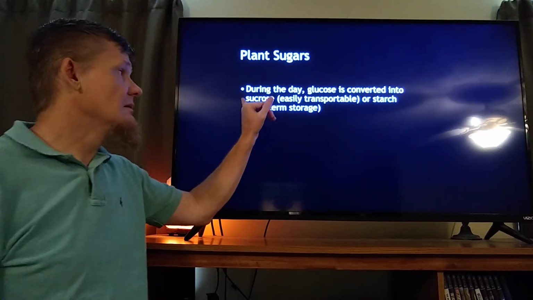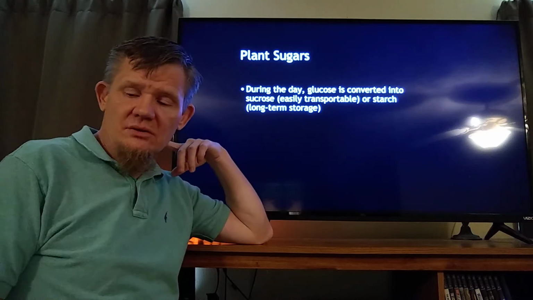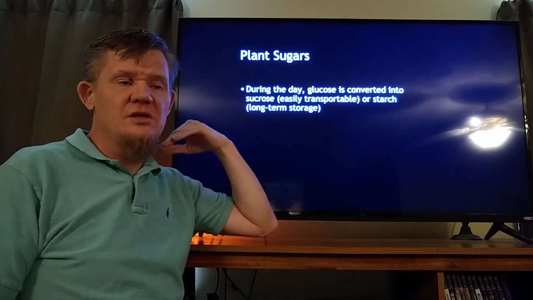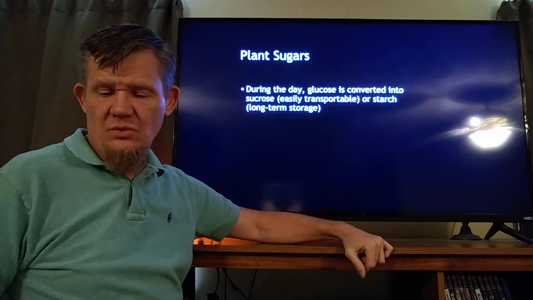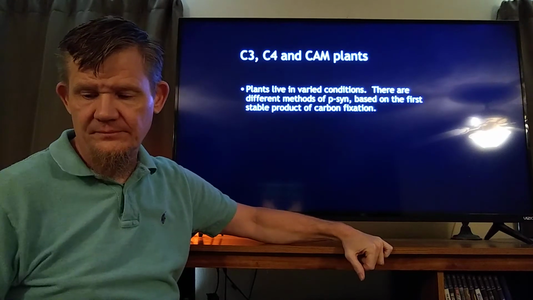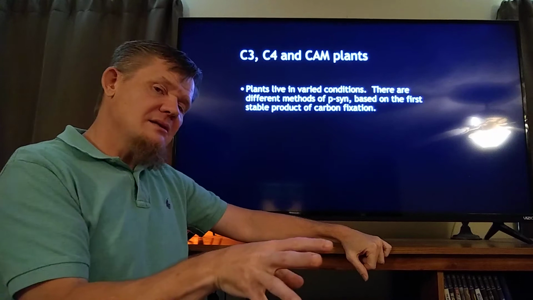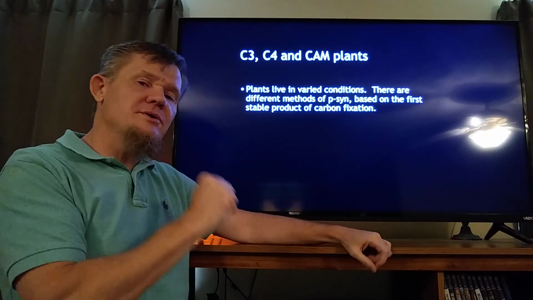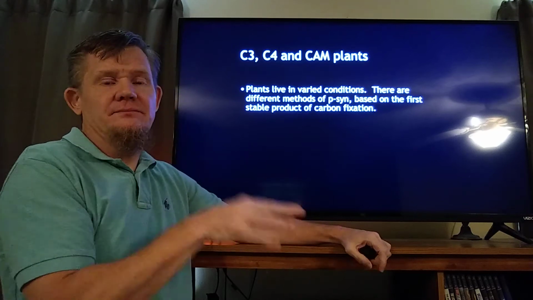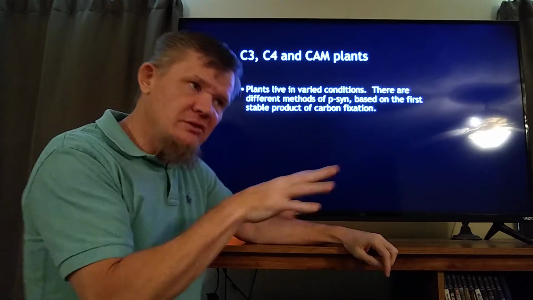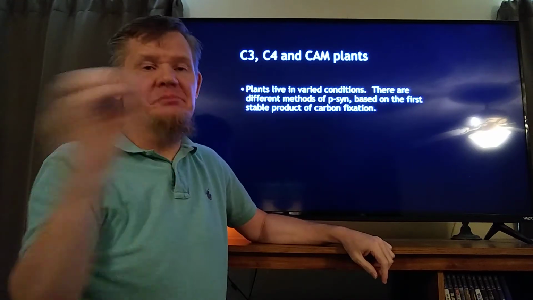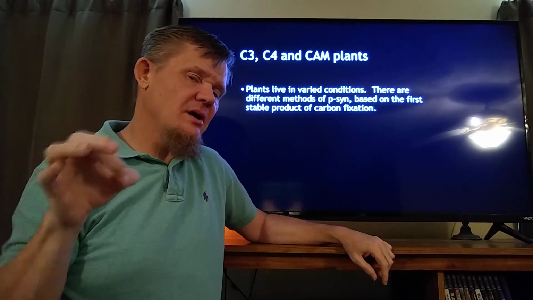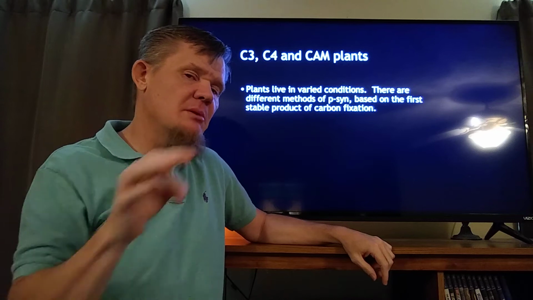During the day, the glucose gets converted into starch or sucrose. Sucrose because it's easy to transport, starch because it stores really well. That process that we just got done talking about, the Calvin-Benson cycle, is referred to as C3. What that means is most plants are C3 plants. C3 means the first stable product of carbon fixation is a 3-carbon molecule.